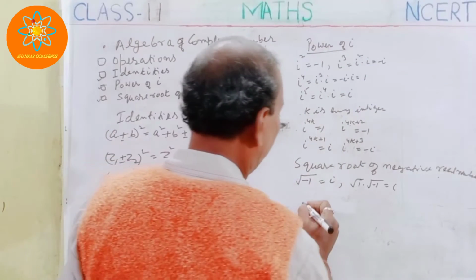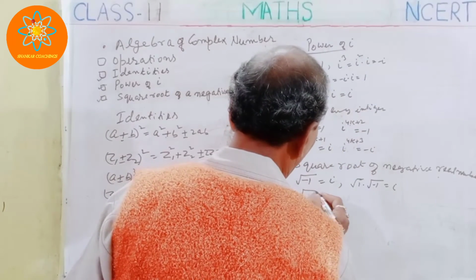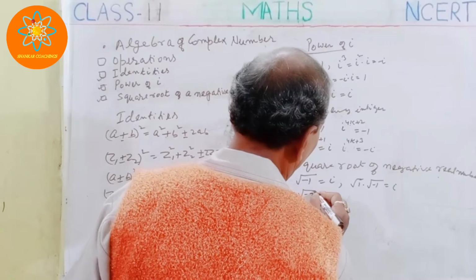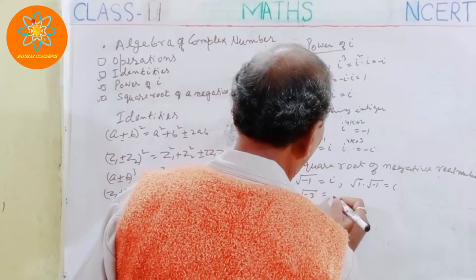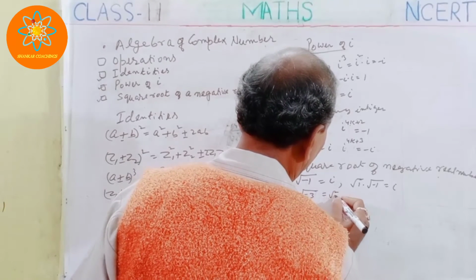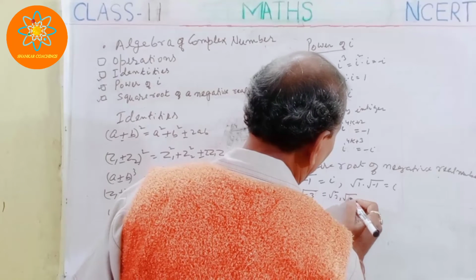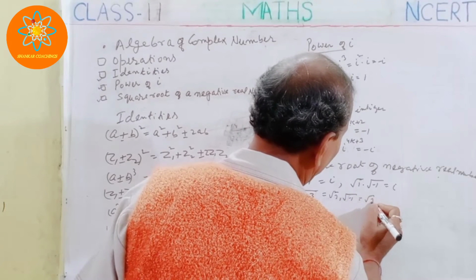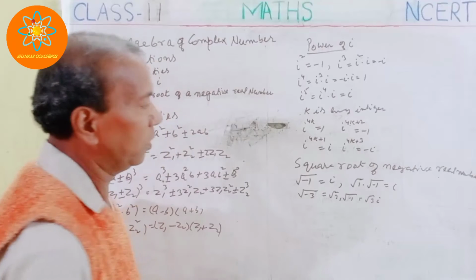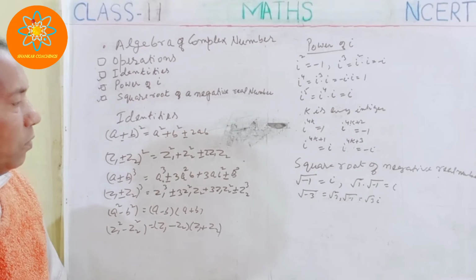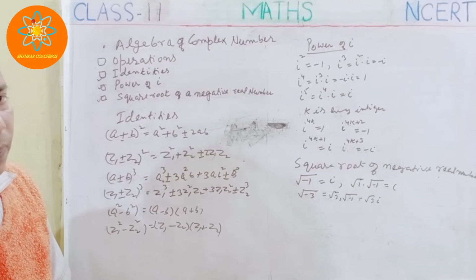Now suppose I want to take the root of minus 3. What will the value be? It is root 3 into root of minus 1, so this is root 3 i. So this is the square root of any negative real number.